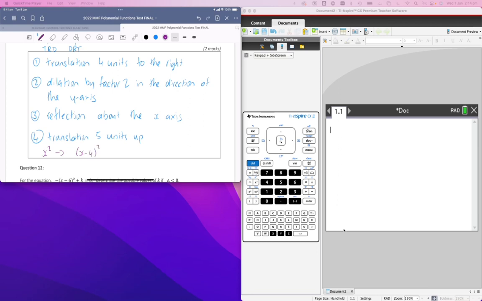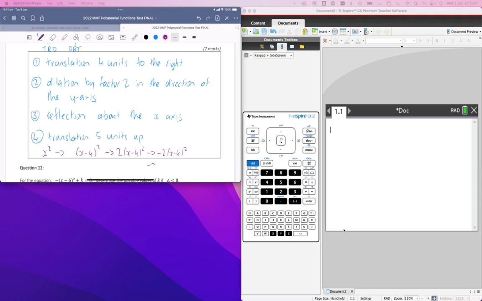Dilation by factor 2 in the direction of the y-axis. Because it's in the direction of the y-axis, that means we're replacing the output, the entire function, with twice what it was. So I replace x minus 4 all squared with twice x minus 4 all squared, like so. And then it says a reflection about the x-axis. So I replace the entire function with minus that entire function.